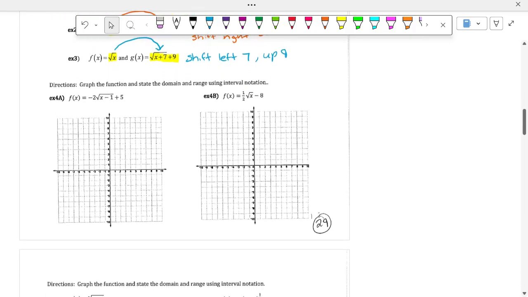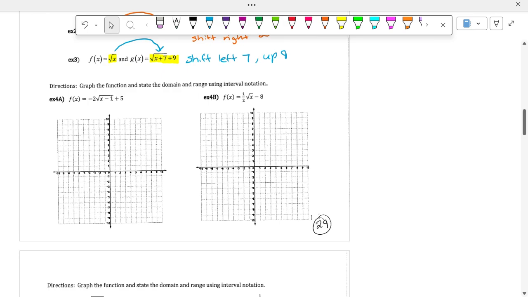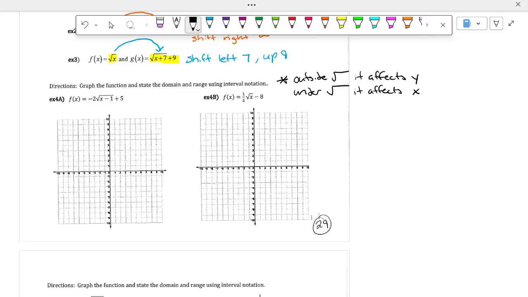So, that being said, let's try these two. Now, the easiest way that I tell students to do this is to look at what your x's and y's are affecting. All right. So, just make a note. If it's an operation outside the radical, it affects y, meaning you do that operation to the y value. But if it's under the radical or inside the radical, it affects x. So you do that to the x value.